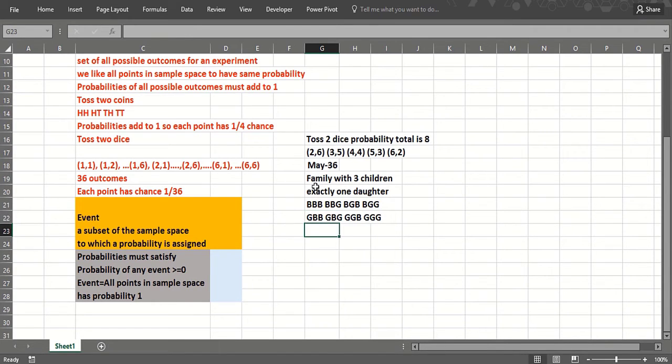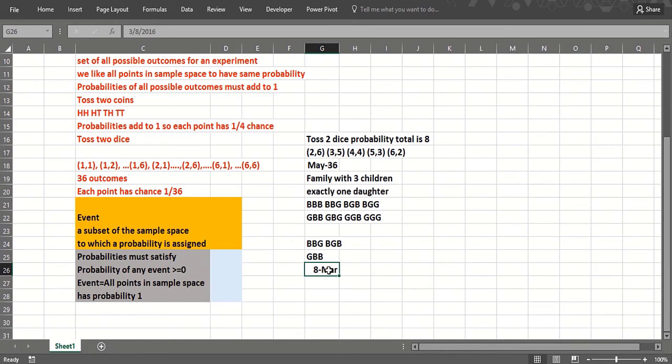Okay, so 1 daughter, how many of these points have 1 daughter? Well, let's look at that. Boy, boy, girl; boy, girl, boy; and then girl, boy, boy. So in other words, that 1 daughter could be either the first child, the second child, or the third child. Each of these points in the sample space has a chance of 1/8 because they're all equally likely, and there are 3 points in the sample space that give you 1 girl. So the answer here would be 3/8.